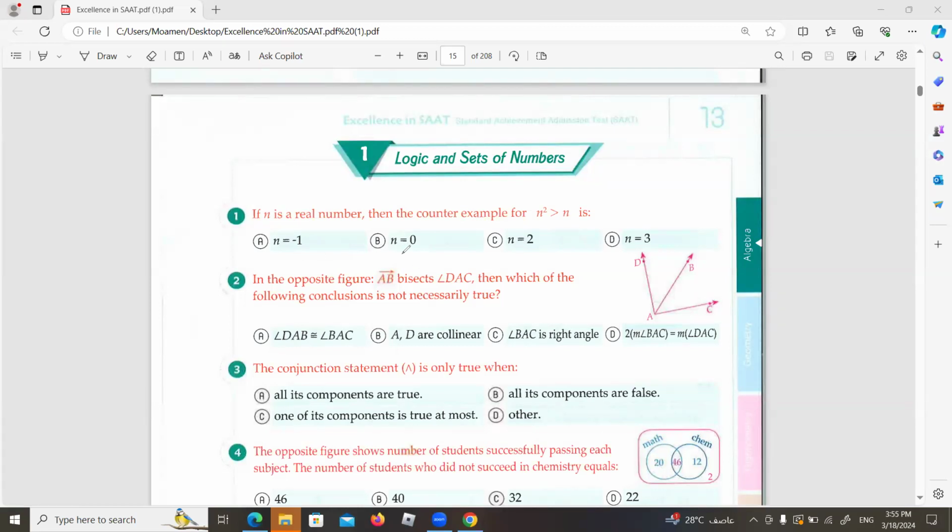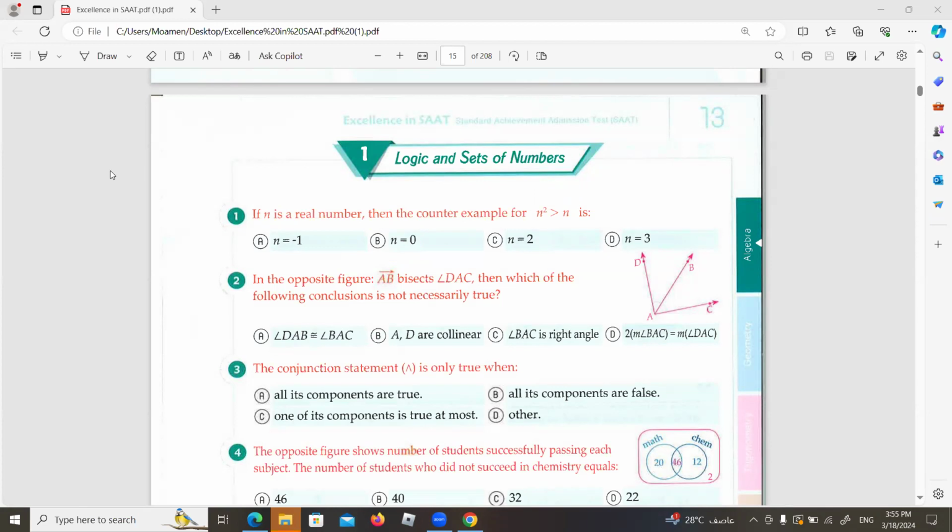So we have here n equals 0. 0 to the power 2 is equal to 0, greater than 0? 0 greater than 0? No. So this example proves that this statement is not true. So the counterexample is letter B. Number one, its answer is letter B. A counterexample is an example that proves that the statement is untrue.